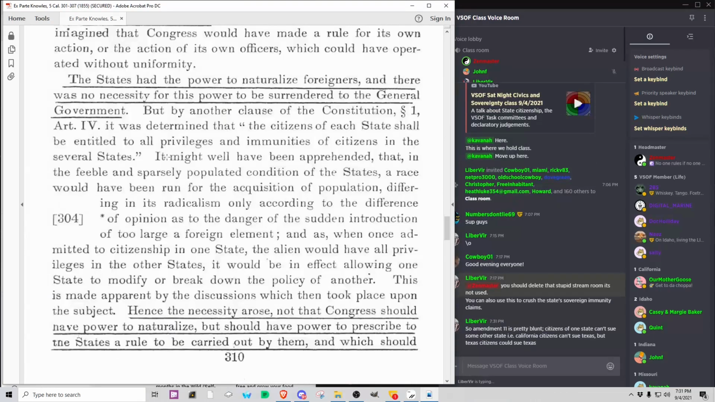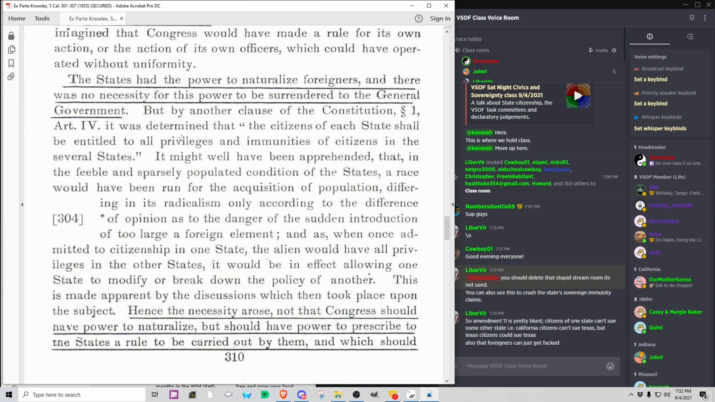It might well have been apprehended that in the feeble and sparsely populated condition of the states, a race would have been run for the acquisition of population, differing in its radicalism only according to the difference of opinion as to the danger of the sudden introduction of too large a foreign element, and as, when once admitted to citizenship in one state, the alien would have all privileges in all other states. Obviously, it would be in effect allowing one state to modify or break down the policy of another. This is made apparent by the discussion which then took place upon the subject, right?